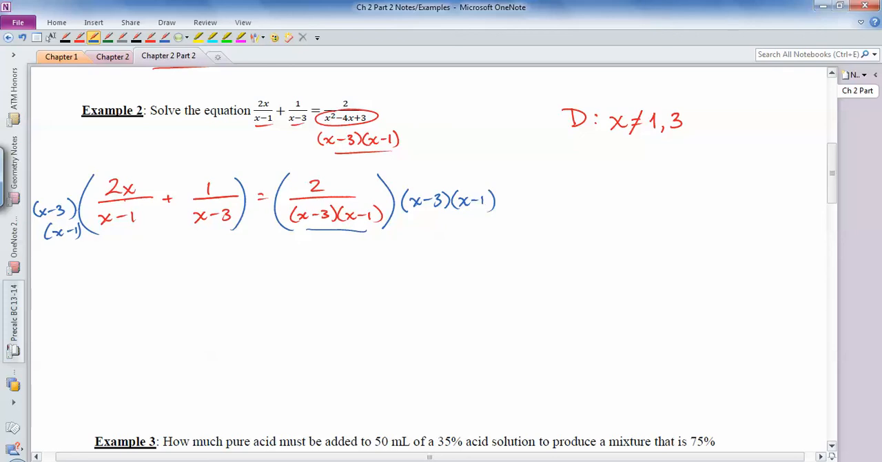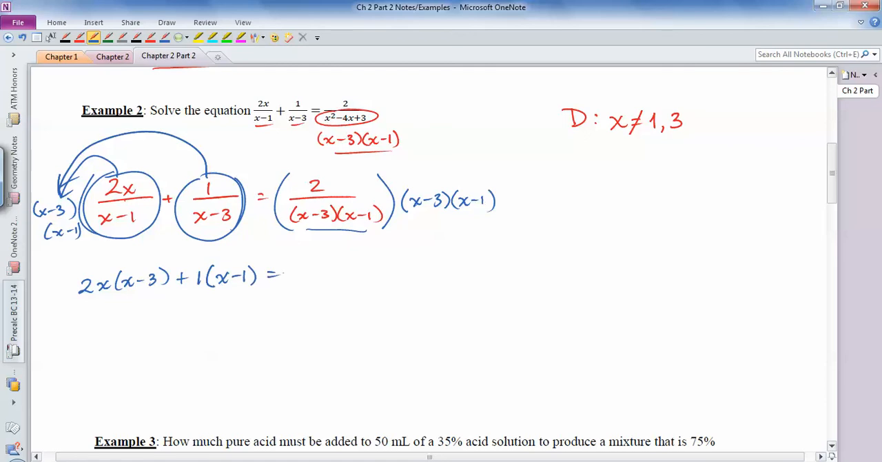If I multiply this term by both of these, then the x minus 1s will cancel, and I'm left with 2x times x minus 3. Then if I multiply this term by both of these, the x minus 3s will cancel, and I'm left with 1 times x minus 1. And over on the right side, both of these terms cancel, and I'm just left with 2. Now if I multiply stuff out, 2x squared minus 6x plus x minus 1 equals 2.